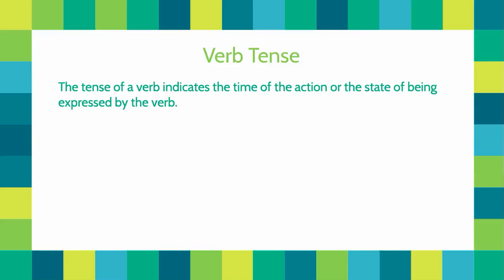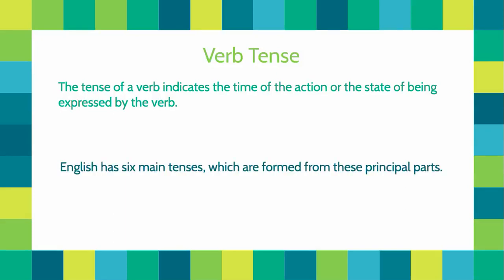Now we're going to shift into talking about verb tense. And I put these together because the different forms or principal parts of a verb are what helps us create different tenses in English. Tense is basically the way that we express things happening at different times. And so being familiar with the different tenses and what they basically mean in terms of time is going to help us be more precise and accurate in our writing. There are 6 main tenses in English, and all of them are formed from the principal parts that we just looked at.